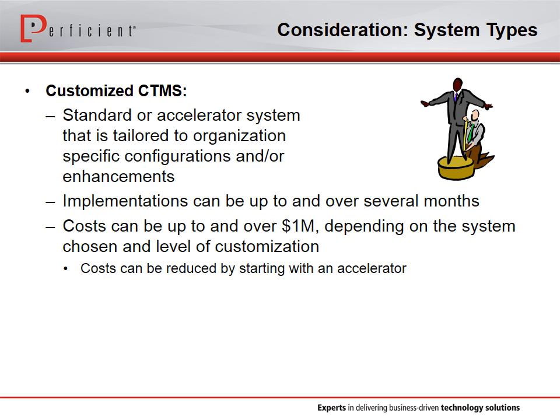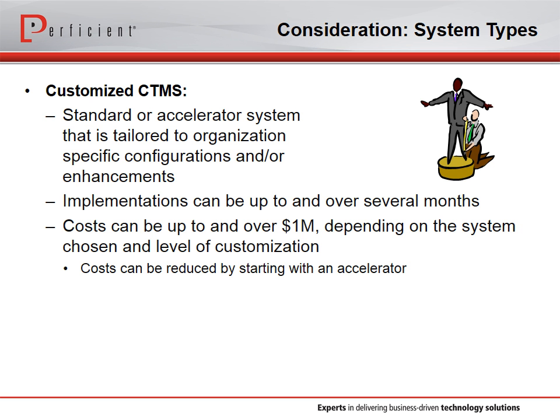The last option is a customized CTMS. You start with a standard system or an accelerator system, but then you modify it to meet your organization's specific needs. So you're really making it specific to your business and business process. This option is probably the best way to meet all of your requirements, but it also tends to be the most expensive and most time-consuming choice.